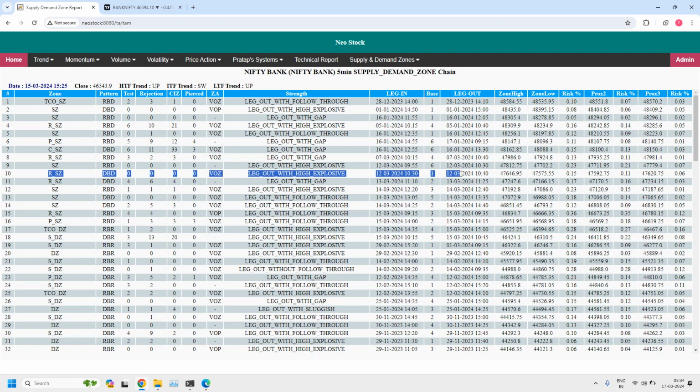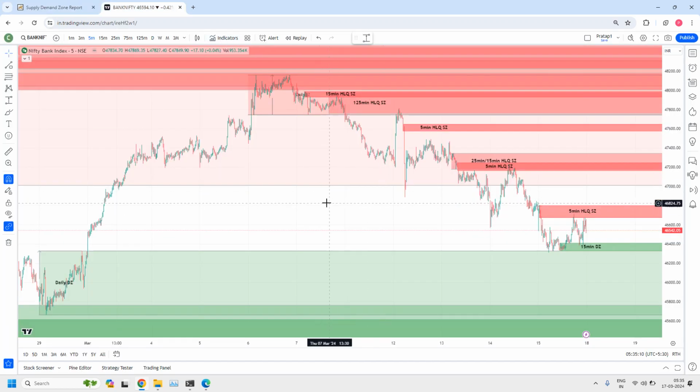So this is the one we have drawn. And above that there is one more high liquidity zone. This is already tested 3 times. This is 7th March at 10:15, 4 base candles. 7th March 10:15.